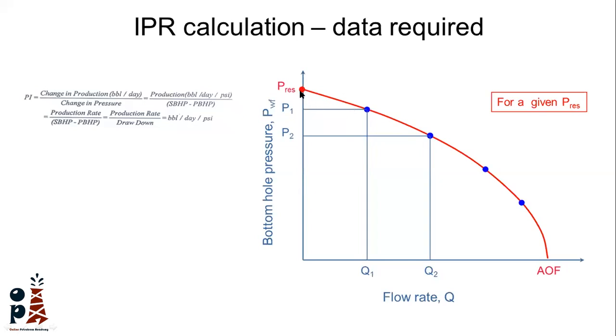The drawdown here is the reservoir pressure minus the BHFP1. And so, increasing the drawdown more, you will gain more rate until we reach the absolute open flow, which is theoretical. That is the maximum flow rate that you reach when the drawdown is maximum, when the bottom hole flowing pressure is equal to 0.